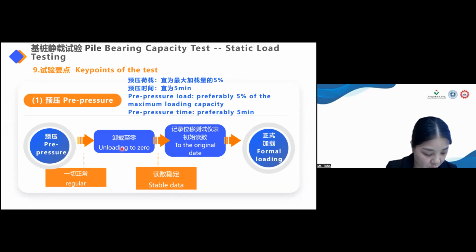When the operation is normal and the reading of the displacement test instrument is stable, the initial reading can be recorded. At this point, the first stage load begins to be formally loaded.